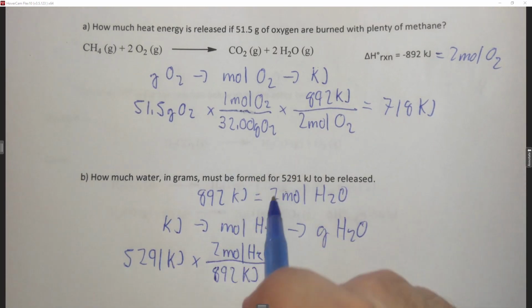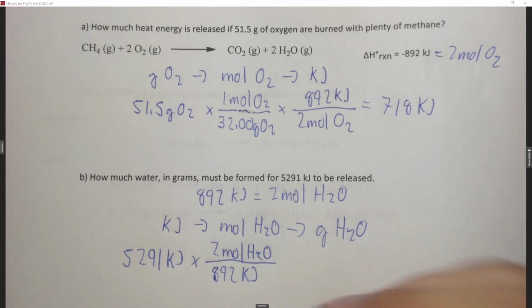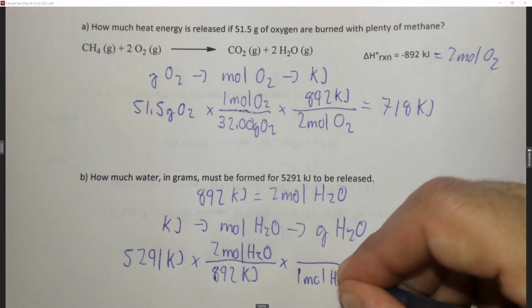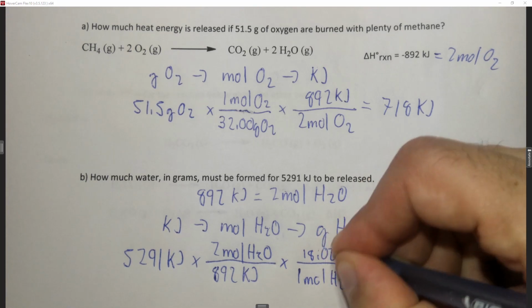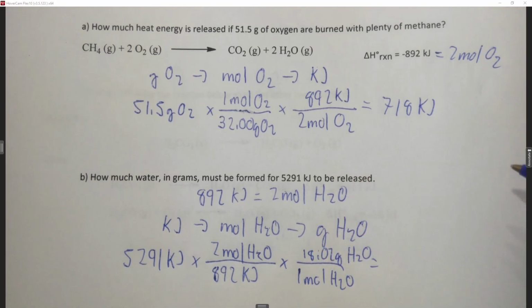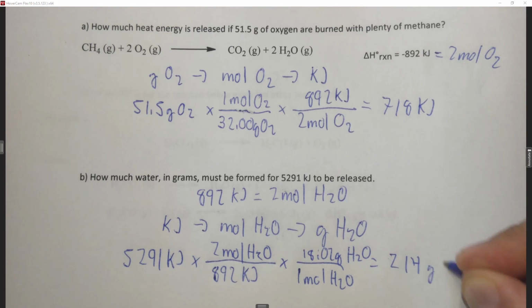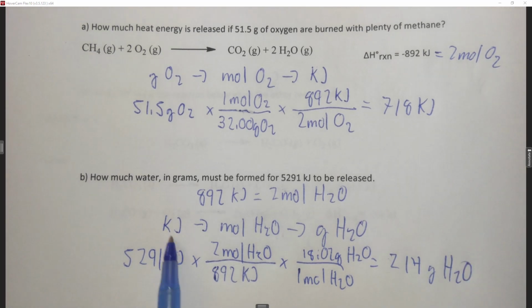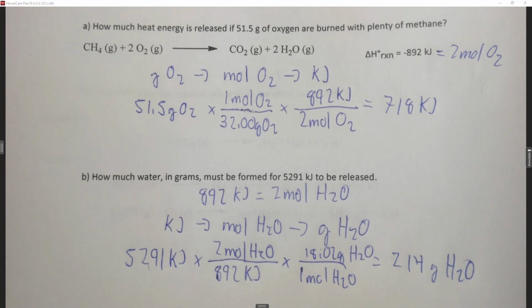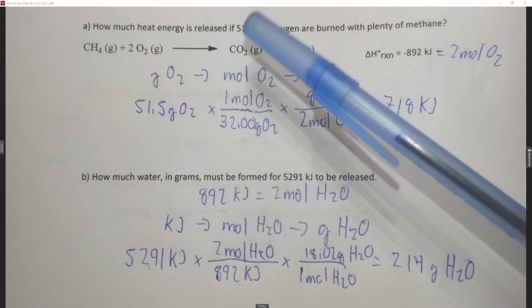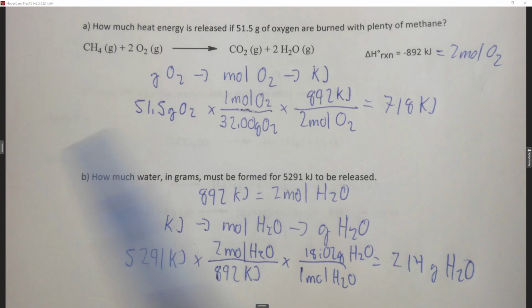So all that dimensional analysis and stoichiometry stuff you learned before comes back again. It will come back again in the gas law chapter as well. Now we have the moles of water, and we can convert it to grams by putting the molar mass. We put the 1 mole of water on the bottom and the 18.02 grams of water on the top. When we do all that math, we find that there are 214 grams of water that must be formed in order to release this amount of energy. So this is essentially how you can use delta H reactions to do stoichiometry-like calculations.